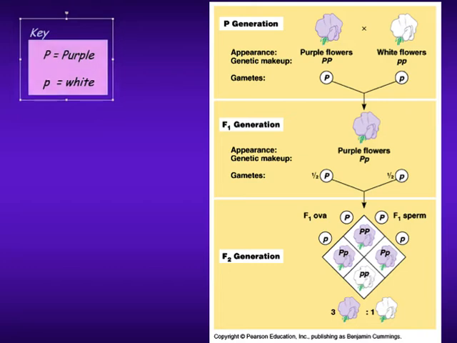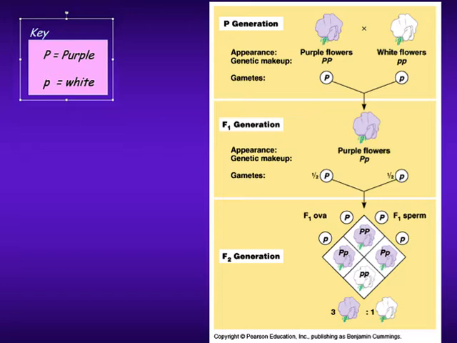First, we add a key. The key tells us several things. That gives us two genes, a big P and a little p. The big P is dominant to the little p. The big P gives us purple colored flowers. The little p gives us white colored flowers.